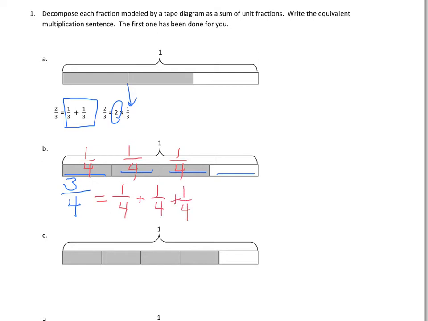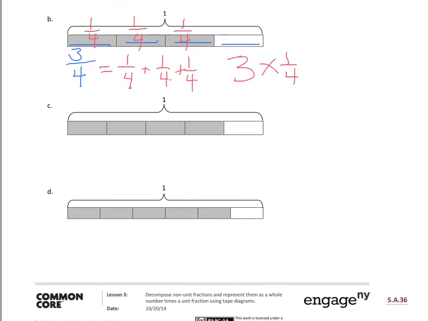How many times did we multiply or add 1/4 is going to be our multiplier. So we see 1, 2, 3. So this is the same as 3 times 1/4. So go ahead and finish A, B, C, and D using that same process. First, determining the portion shaded.